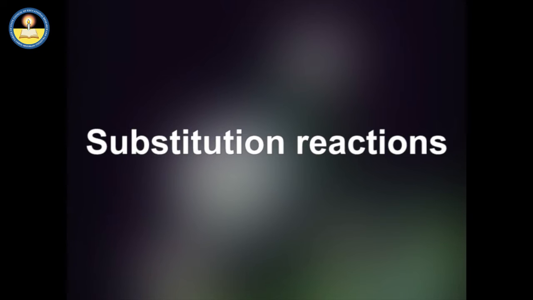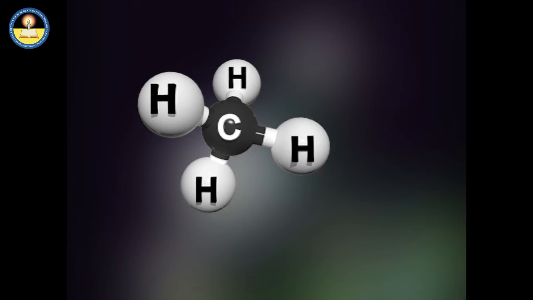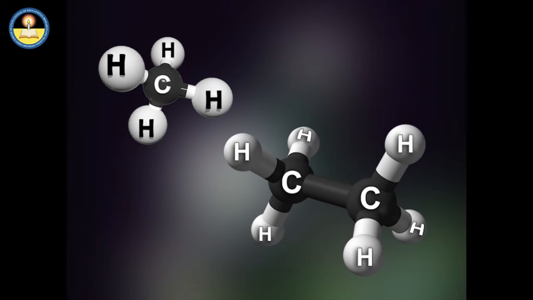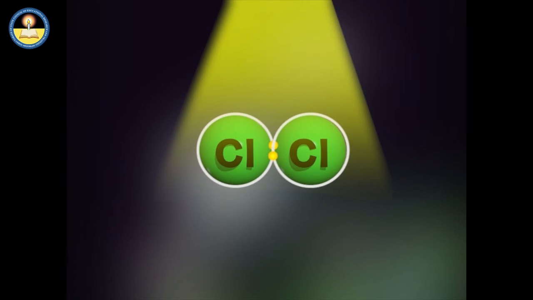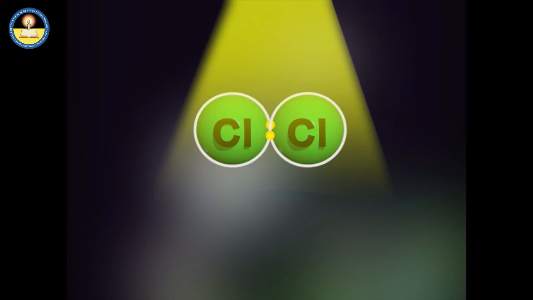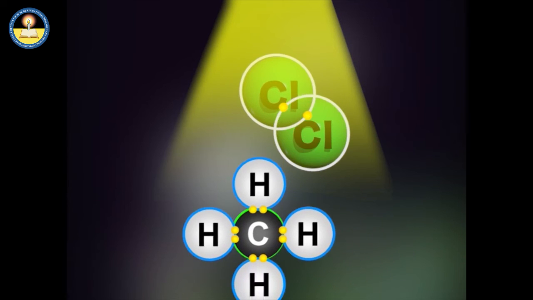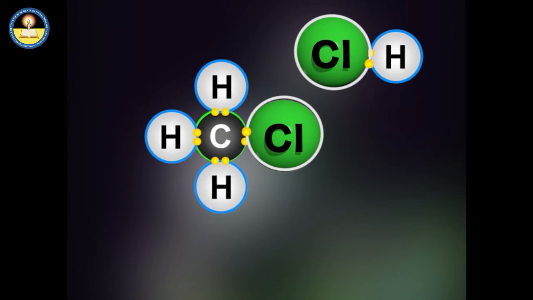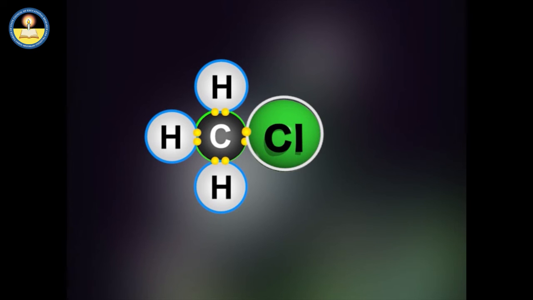Substitution reactions. Saturated hydrocarbons are quite unreactive. They do not react with acids, alkalis, and most other reagents. However, in the presence of sunlight, chlorine reacts quickly with hydrocarbons and a chlorine atom replaces a hydrogen atom of the hydrocarbon.